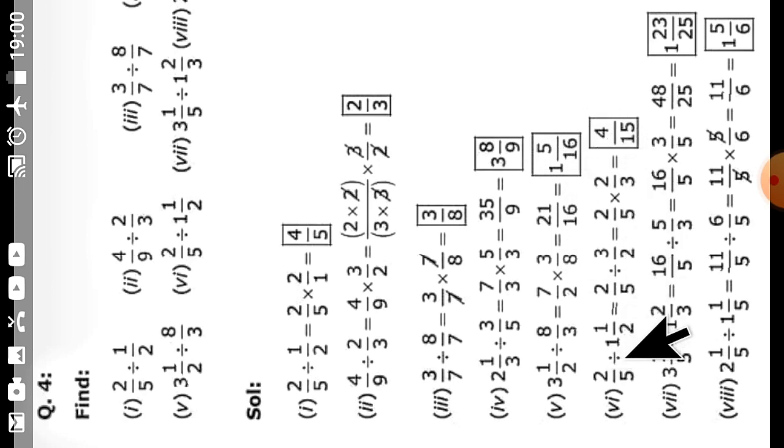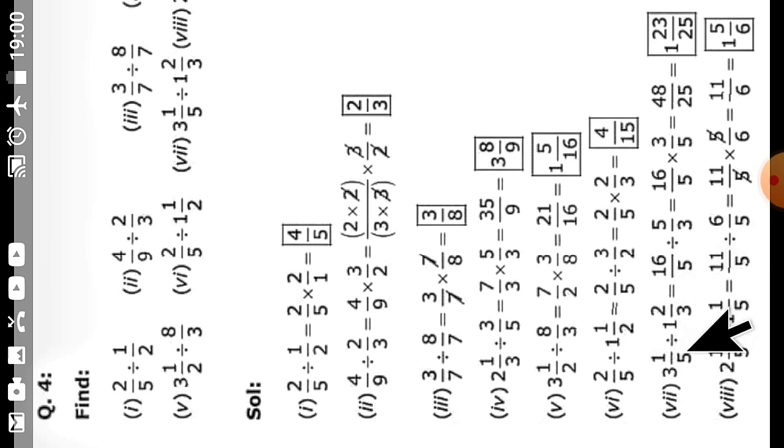Now 2 upon 5 divided by 1 integer 1 upon 2 equals, see, this will be 2 ones are 2, plus 1, 3 upon 2. So 2 upon 5 divided by 3 upon 2. 3 upon 2 will get reversed. It will become 2 upon 3. So 2 twos are 4 and 5 threes are 15. So 4 upon 15.